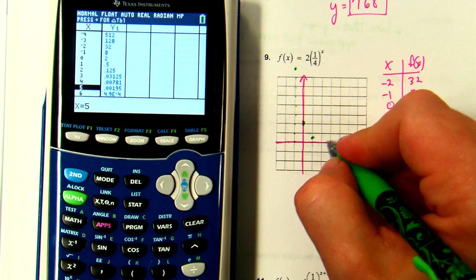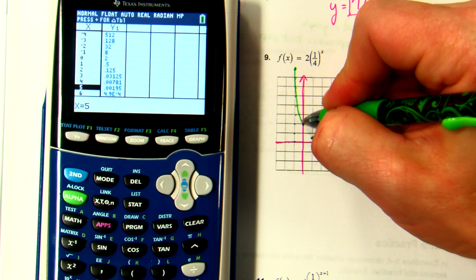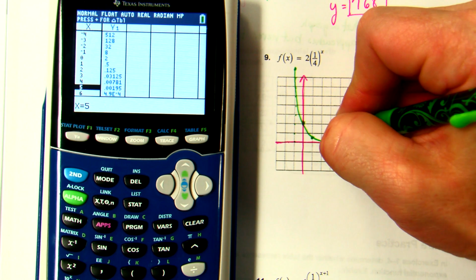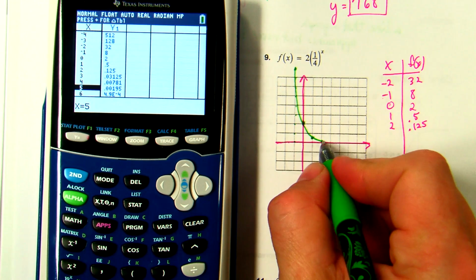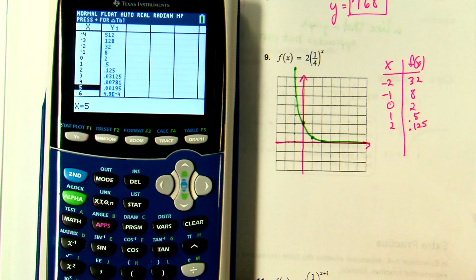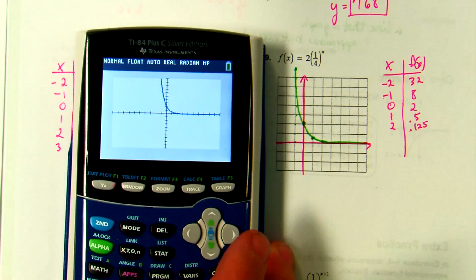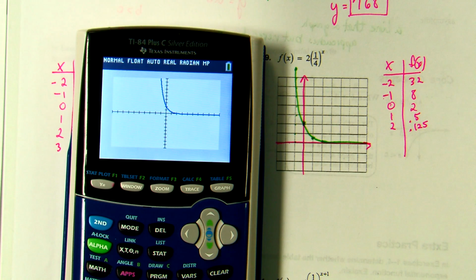0.5, and then 0.125. So I'm coming from way up here, and then I'm curving in. And again, I'm going to be nearing the asymptote, but not ever touching it. So I'm going to be getting close to the x-axis, but never touching it. And that's what my graph should look like, just like what we had in the calculator.